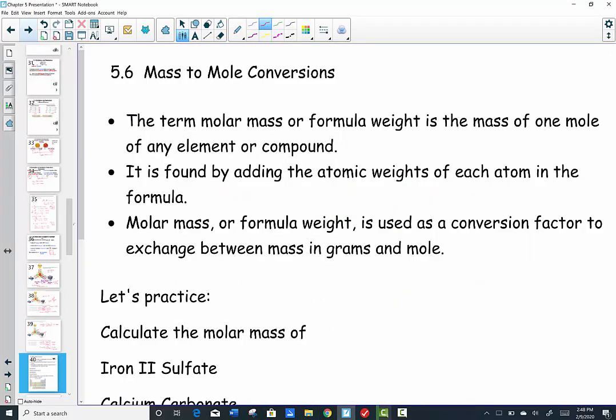The term molar mass or formula weight is the mass of 1 mole of any element or compound. It is found by adding the atomic weights of each atom in a formula. The term molar mass or formula weight is used as a conversion factor to exchange between mass in grams and the central unit of all, the mole. The term molar mass, the mass of 1 mole of anything.